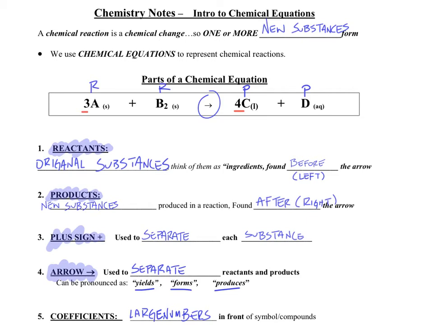Now remember, a lot of times when there's not a number seen, it's implied. So in front of B, there's no coefficient, so it's implied that it's a 1. Over on the right in your products, D has no coefficient in front of it, so it's implied that it's a 1. So my coefficients would be 3, 1, 4, and 1.